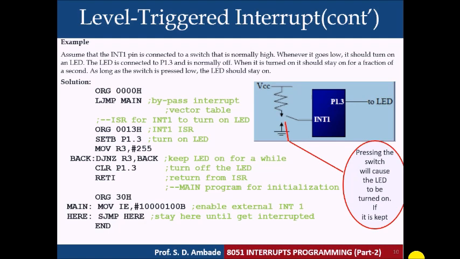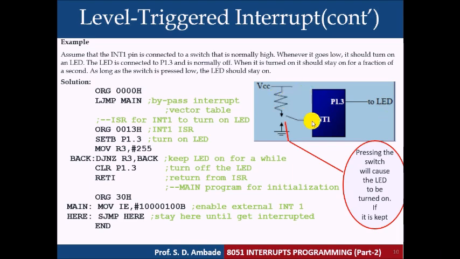This is an example of a level trigger interrupt. Assume that the INT1 pin is connected to a switch that is normally high. Whenever it goes low, it should turn on an LED. The LED is connected to pin P1.3. It is normally off. When it turns on, it should stay on for a fraction of a second. As long as the switch is pressed low, the LED should stay on.